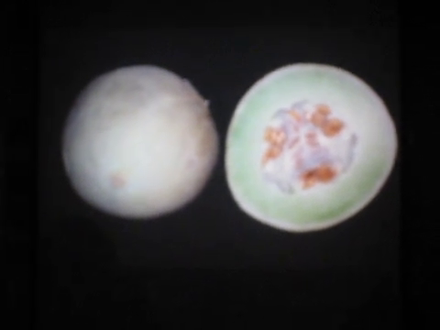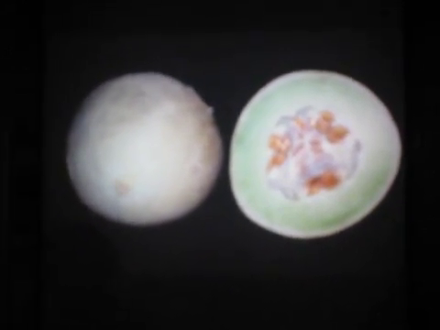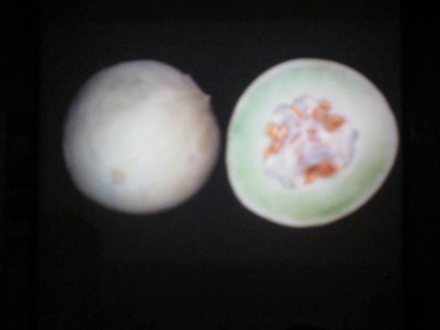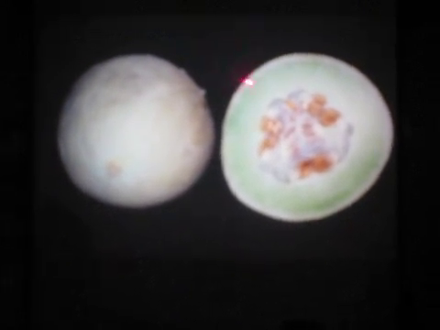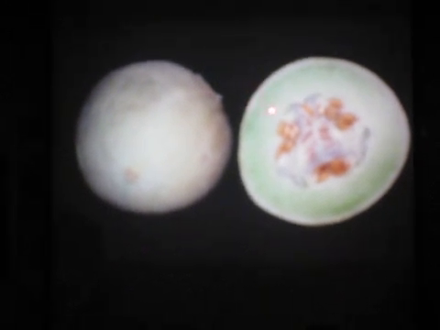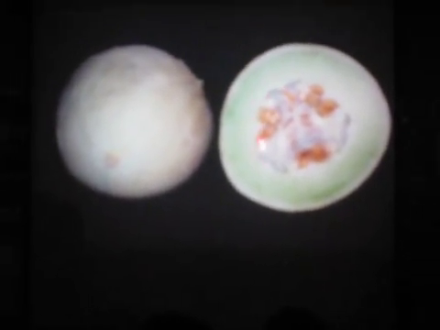Okay. And on the pepo, what part is this part? What part of the fruit? Exocarp. And then the lining in here? Endocarp. Okay.